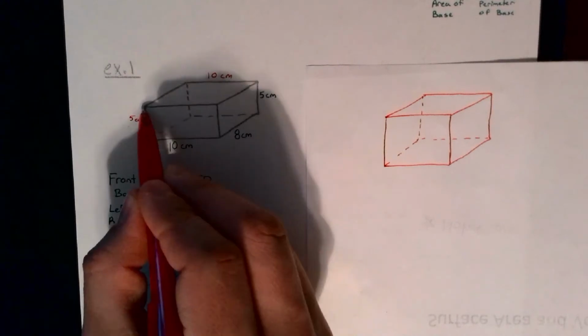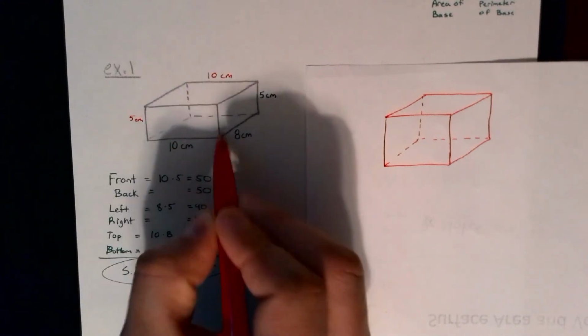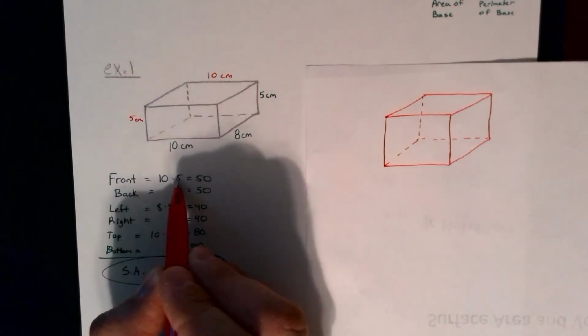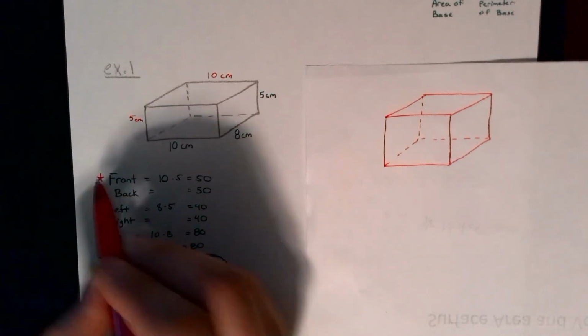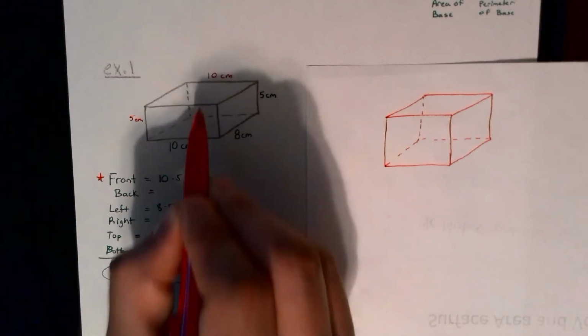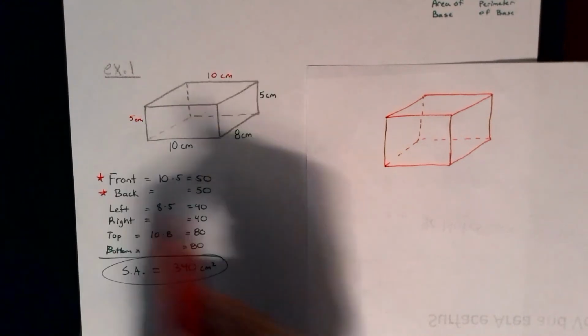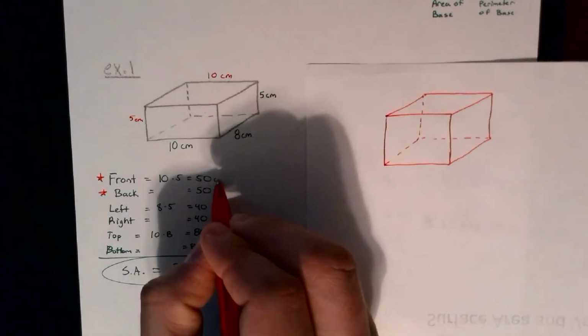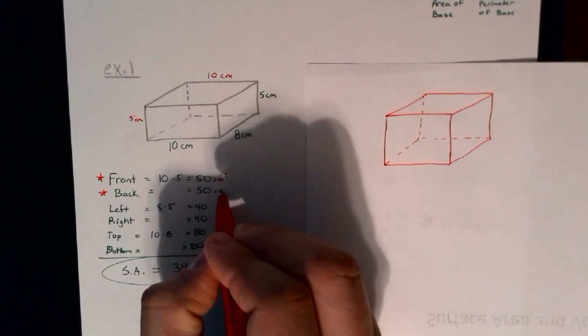So you can see that the front rectangle is 10 by 5. So the area is 10 times 5, which is 50. Well, the back rectangle you can see is 10 by 5 also. That's also 50. So the front is 50 centimeters squared. The back is 50 centimeters squared.